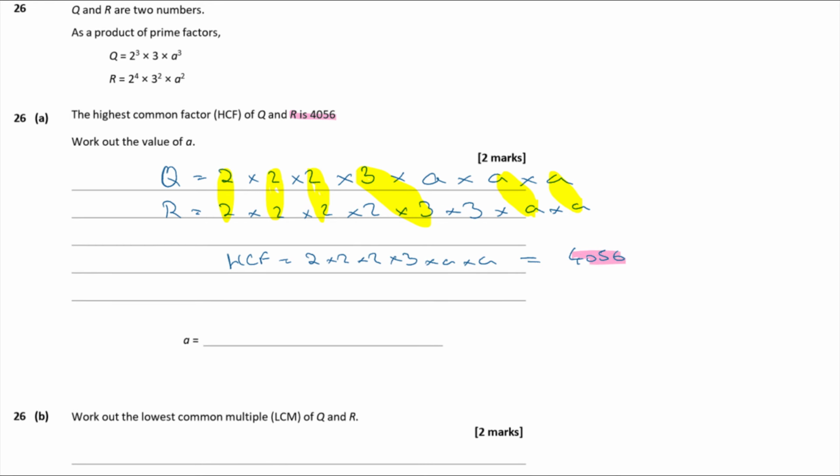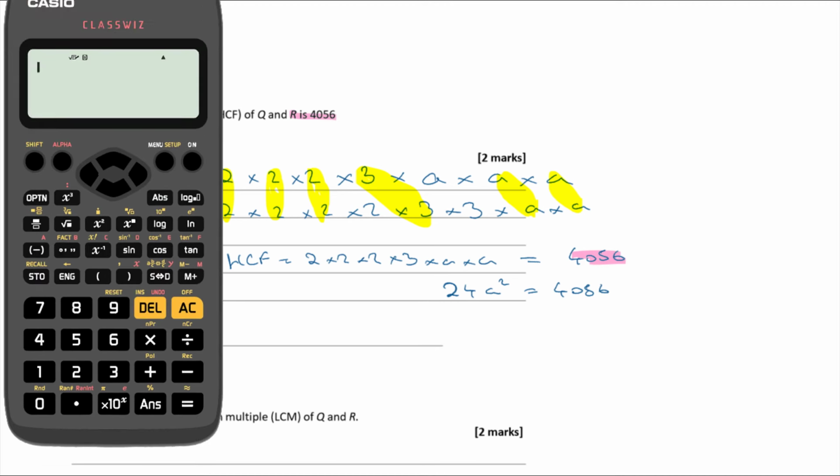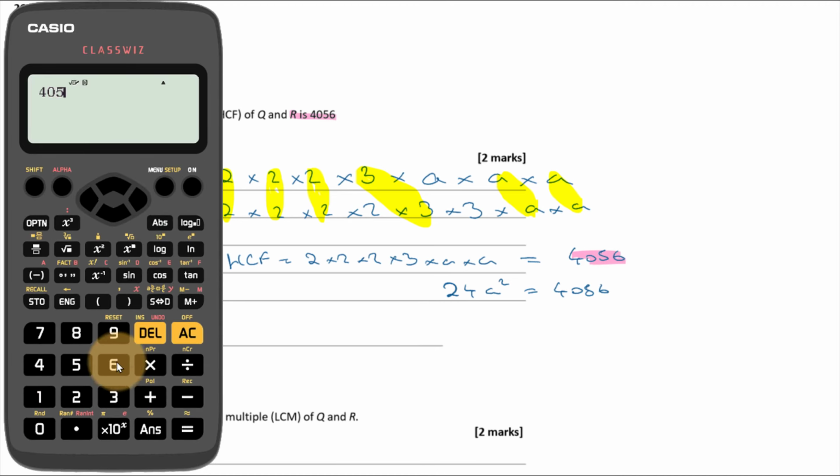So let's simplify this a bit. 2 cubed times 3 times A times A. 2 cubed is 8, times 3 is 24. And that's 24A squared equals 4056. So dividing through by 24 and then square rooting: 4056 divided by 24 is equal to 169, and the square root of that is 13. So that tells me A is equal to 13.